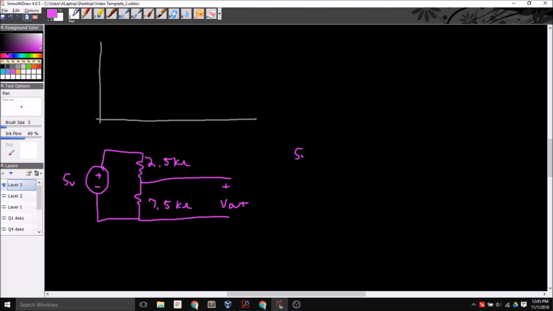Well, I take 5 volts because I'm doing voltage divider, so V total is equal to R2 over R1. Oh, sorry. That's not equal to, that's multiply here. And so this is V out is equal to V total times R2 over R1 plus R2. So this is 5 volts times 7.5 K ohms over 10 K ohms. And it's 10 K ohms because it's 2.5 plus 7.5. So this gives me about 75% of 5 volts.